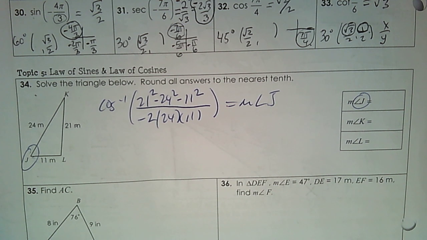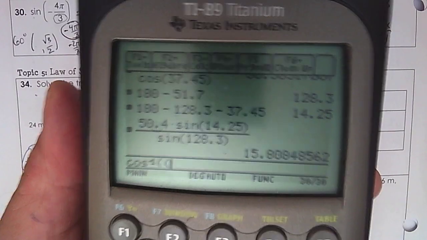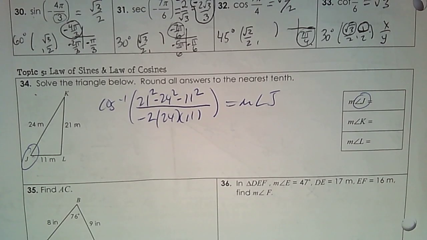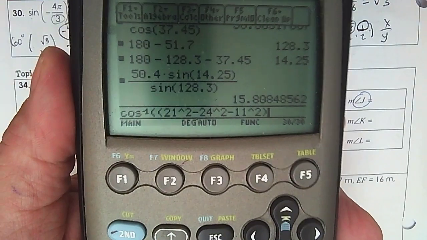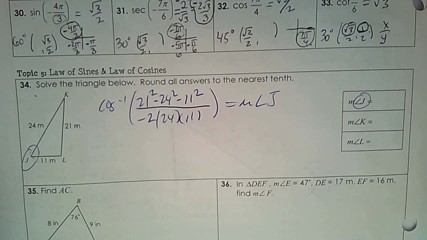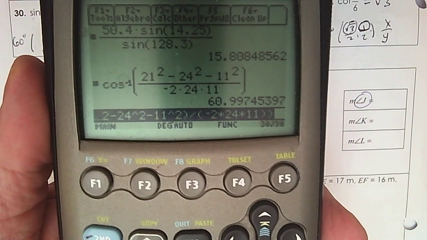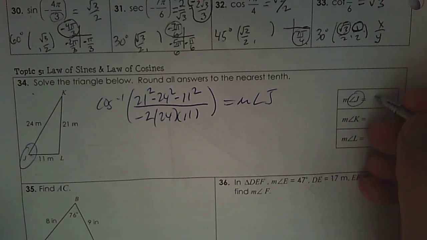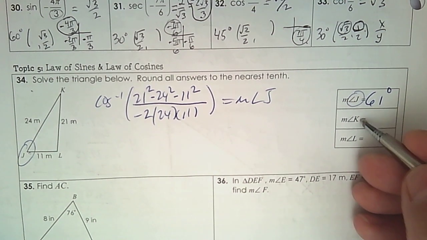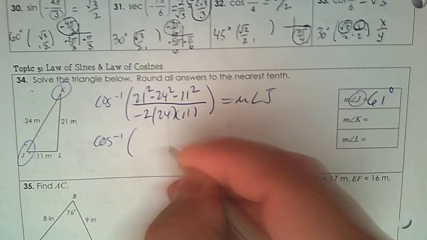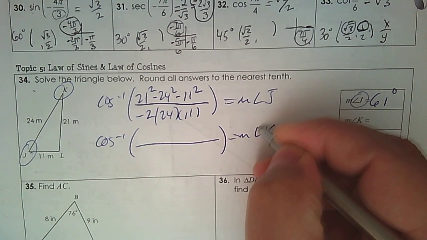All right, so when I type this in, I make sure I start with 2 parentheses. See the 2? Then start typing. So 21 squared, subtract 24 squared, subtract 11 squared, and then close it. So you see how I did that? And then divided by, open up another parenthesis after you divide. Then in the denominator is negative 2 times 24 times 11, and then close it twice. And then go diamond enter, and the angle is 61. Now, I have to do it again. If I want k, again, how would you set it up? See if you could set it up for k, and then use your calculator.